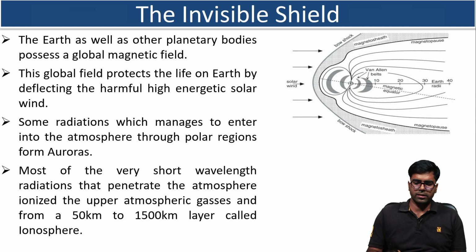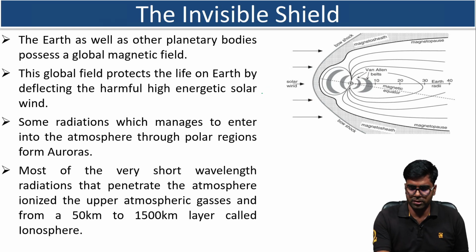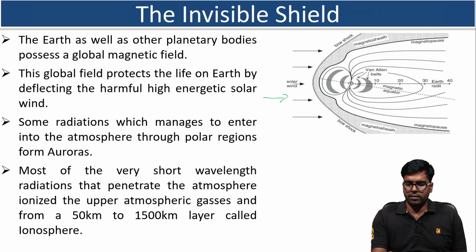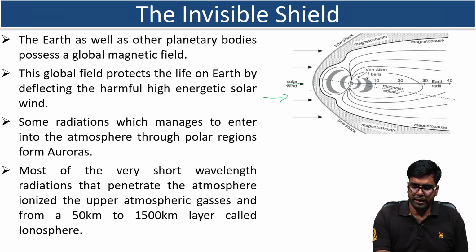In this figure you can see the solar wind coming from the left-hand side. These are high energetic charged particles, and they interact with the Earth's magnetic field. They compress the magnetic field towards the day side and stretch it out towards the night side. We can see many nomenclatures written here: bow shock, magnetosheath and magnetopause.